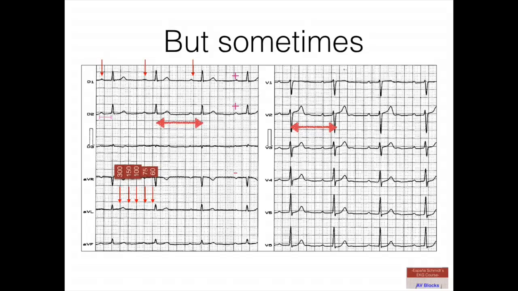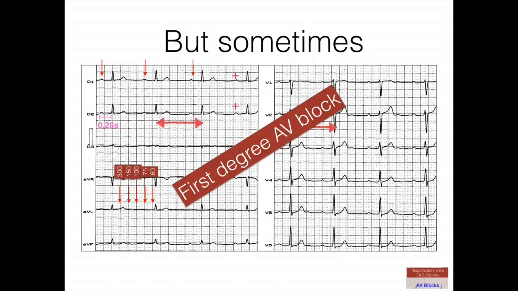Then we need to measure the PR interval. The PR interval is obviously enlarged and is about 7 small squares, or 0.28 seconds. So this patient has first-degree AV block. So first-degree AV block is an increase of the time in between the beginning of the P to the beginning of the QRS. How much? More than 0.20 seconds.